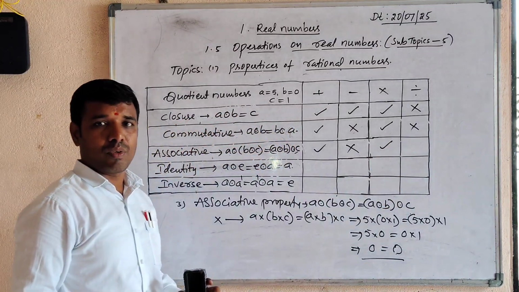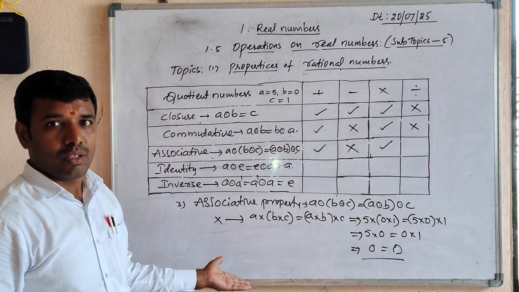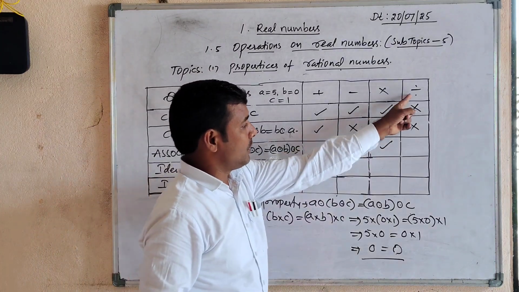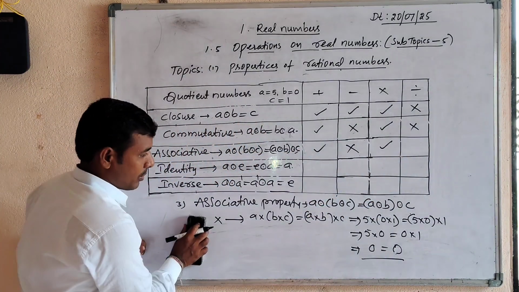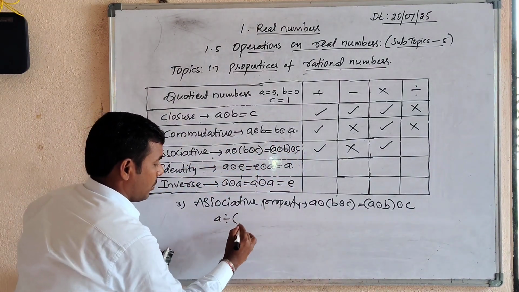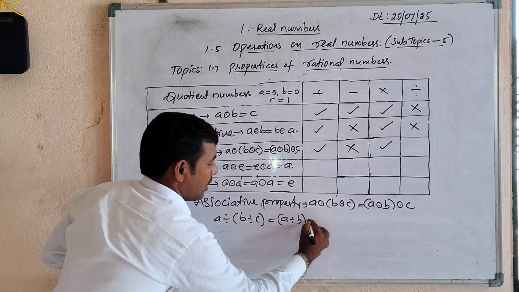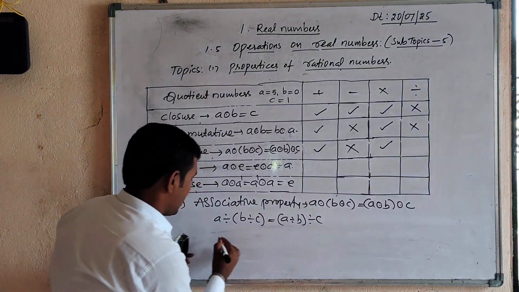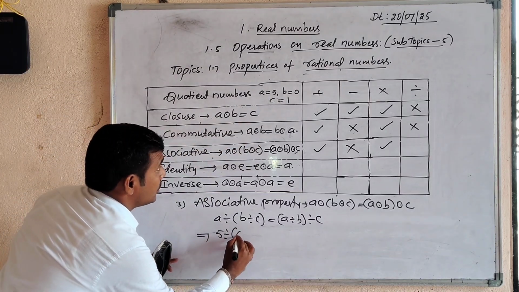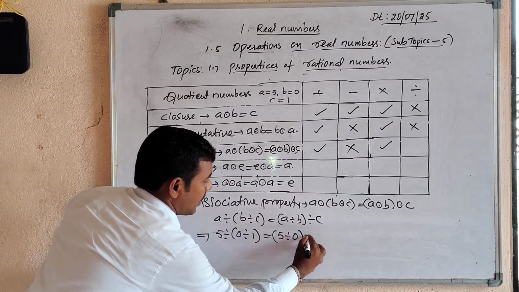I think everybody understood. This is already 8th standard only; your 9th class students try to understand. So one more operation, the division, to fill this blank. Let us see one by one. A divided by (B divided by C) is equal to (A divided by B) divided by C. Now let us see the A value: A value 5. 5 divided by (0 divided by 1), which is equal to (5 divided by 0) divided by 1.